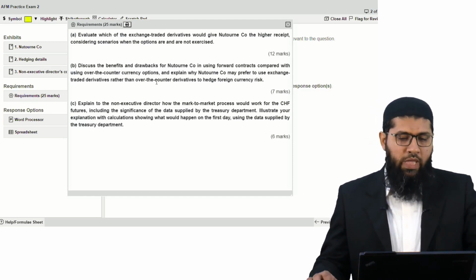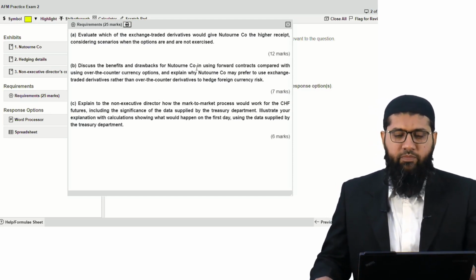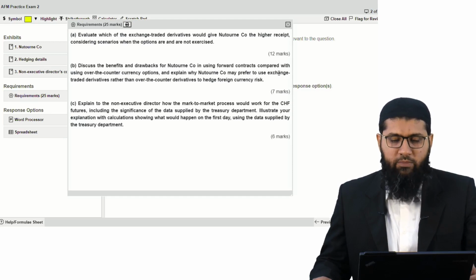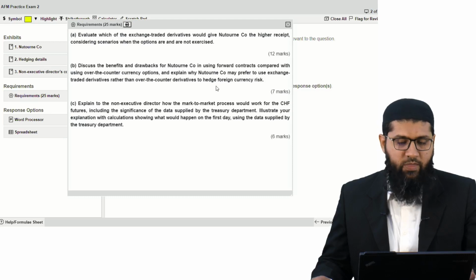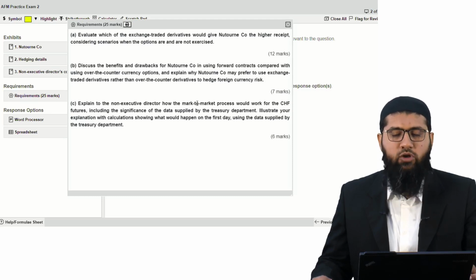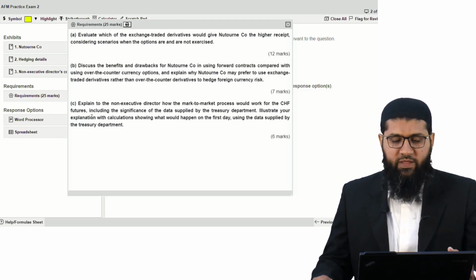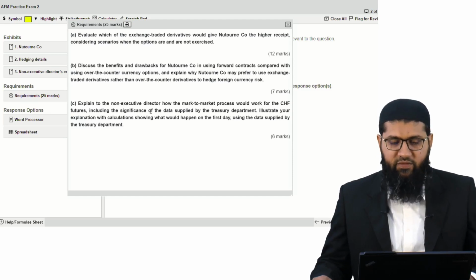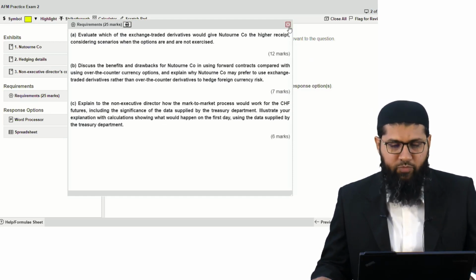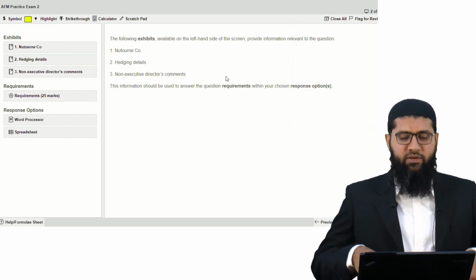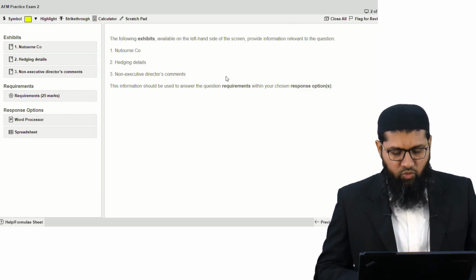Next, discuss the benefits and drawbacks for Nouturne company of using forward contracts compared with using over-the-counter options, and explain why Nouturne may prefer to use exchange-traded derivatives rather than over-the-counter derivatives to hedge foreign exchange risk. Then explain to the non-executive director how the mark-to-market process would work for the CHF futures, including the significance of the data supplied by the Treasury department. Illustrate your explanation with calculations showing what would happen on the first day using the data supplied. So these are the specific requirements to the question that we have to answer.